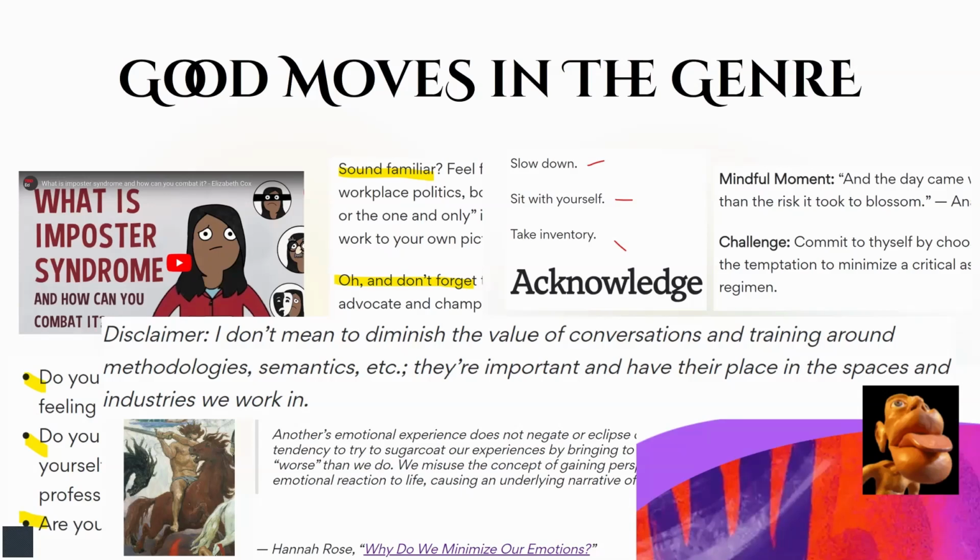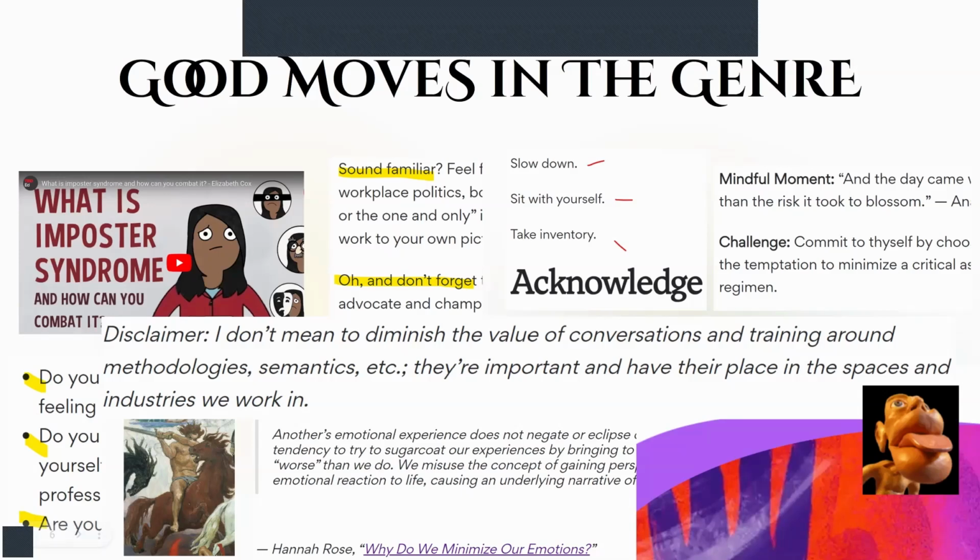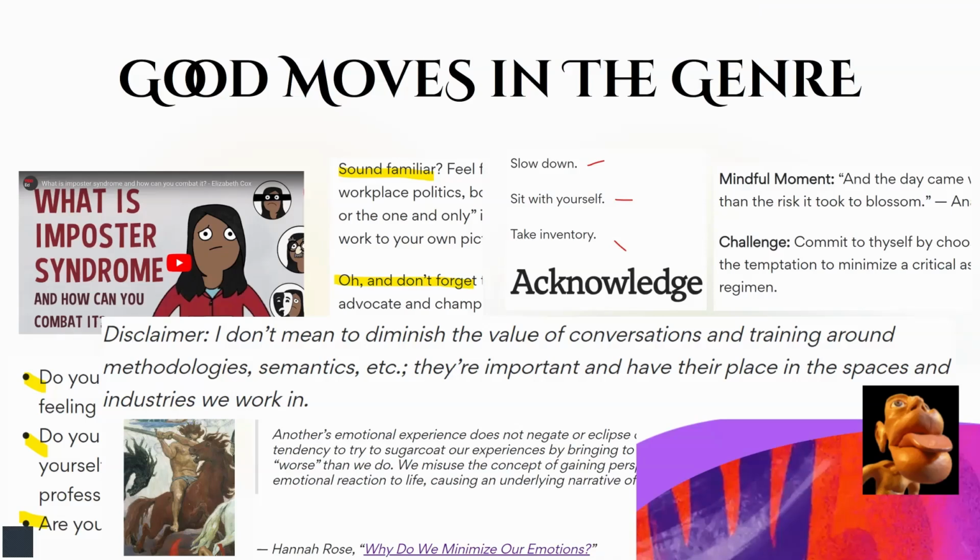Here's that disclaimer that she had. She mentioned that she's trying to avoid alienating some of her audience here by, after speaking about how there's a lot of argument and often a lot of tense discussion in UX design, saying, "Disclaimer, I don't mean to diminish the value of conversations and training around methodologies, semantics, etc. They're important and have their place in the spaces and industries we work in." So that's her literally acknowledging audience concerns to bring them back in and say, hey, I've thought of you. It really adds to both ethos and pathos, I would argue.